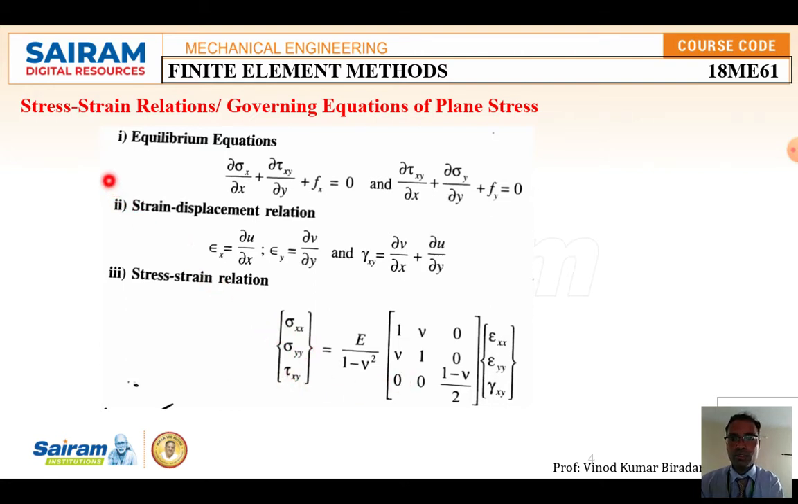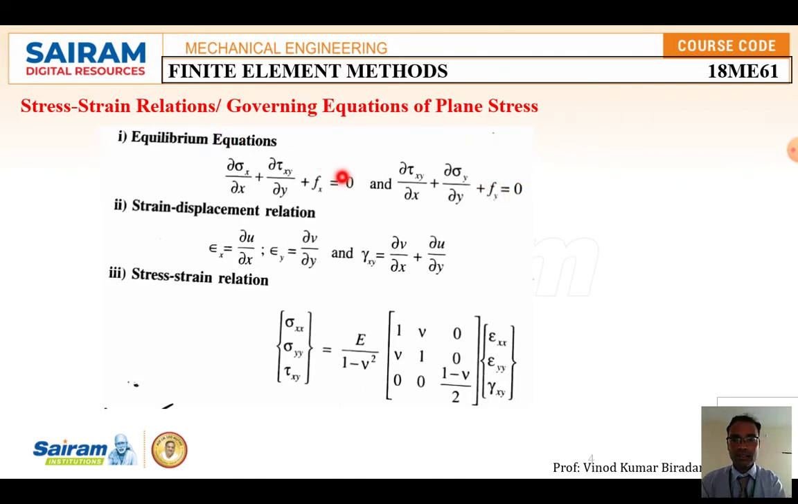First, the equilibrium equations. Here stresses will be acting in two directions, sigma x and sigma y, with body forces f of x and f of y. The equilibrium equations have two terms. Along the x direction: dou sigma x by dou x plus dou tau xy by dou y plus f of x is equal to 0. The second equilibrium equation, along the y direction: dou tau xy by dou x plus dou sigma y by dou y plus f of y is equal to 0. These are the equilibrium equations.